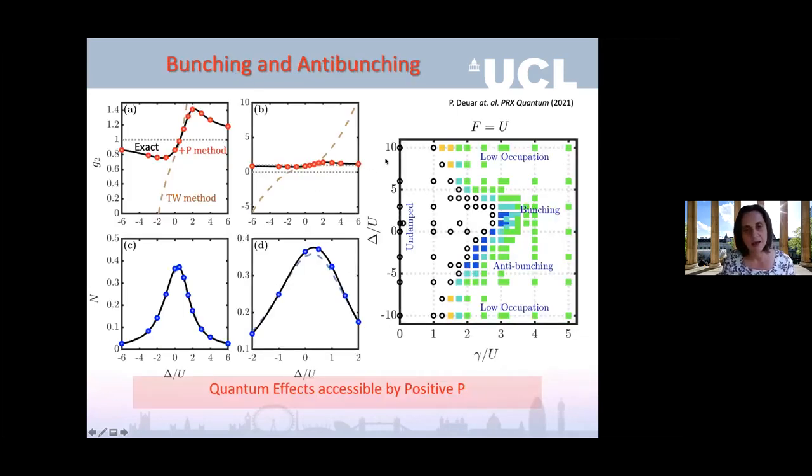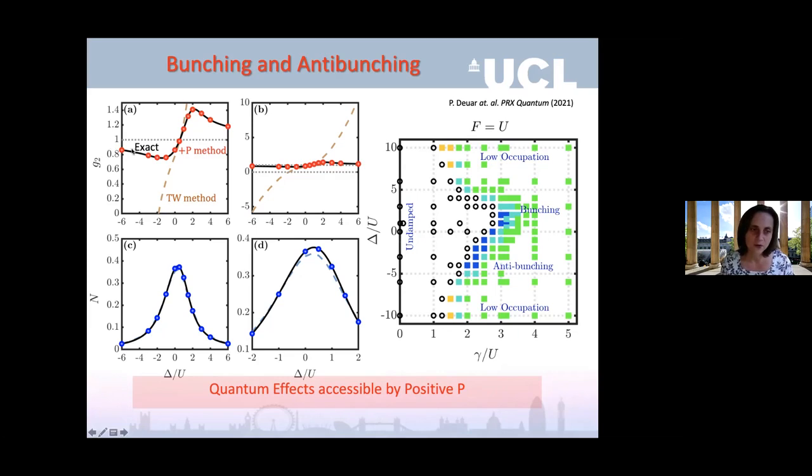This is an example where you take just one site out of the Bose-Hubbard model, and there is an exact solution to the driven-dissipative problem, which is given by the black line. This is the occupation, and this is the correlation function G2.